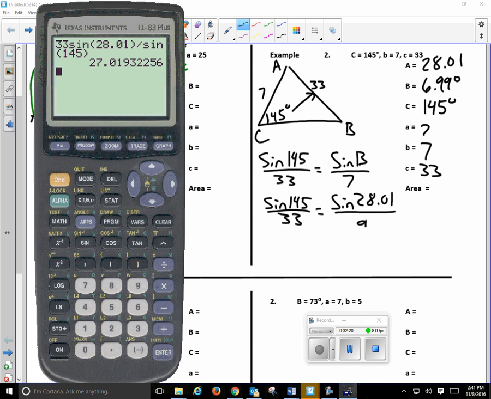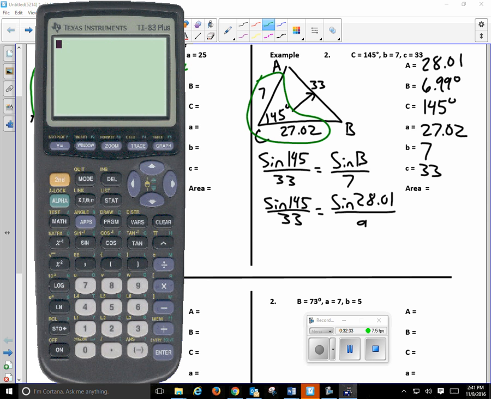27.02. And now it's easy to find the area. Just simply grab an angle and 2 of the sides and go 0.5 times 7 times 27.02 times the sine of 145, and we get 54.24.